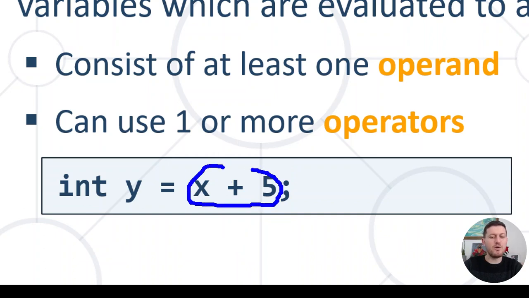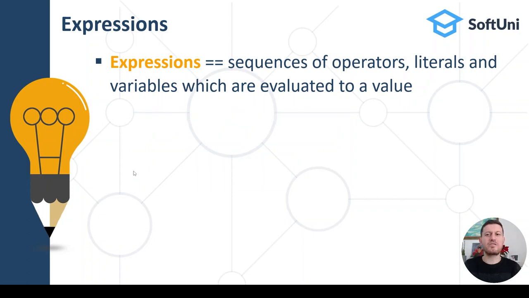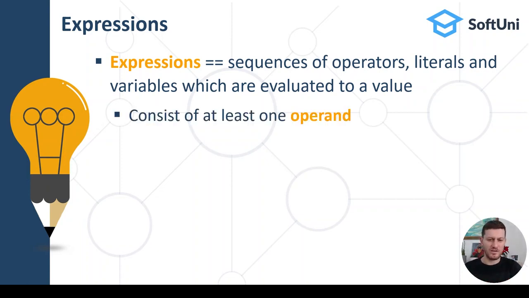It is a kind of calculation, like in mathematics we have expressions like 5 plus 7 or 1 divided by brackets 1 plus 7. So we can consider that expressions are sequences of operators, literals, and variables which are evaluated to a value. Literals are sequences of characters that express a certain value. So we have string literals, number literals, integer literals, and others.